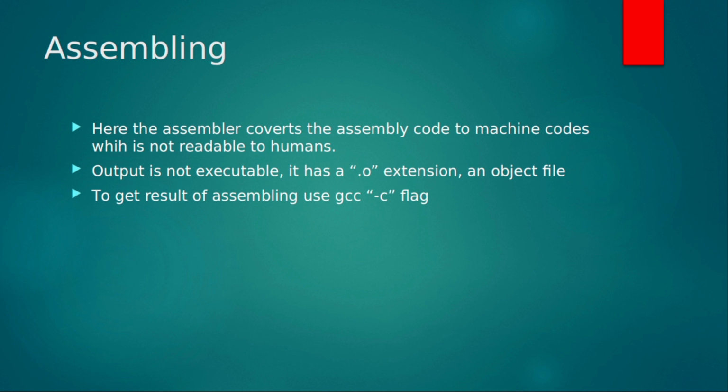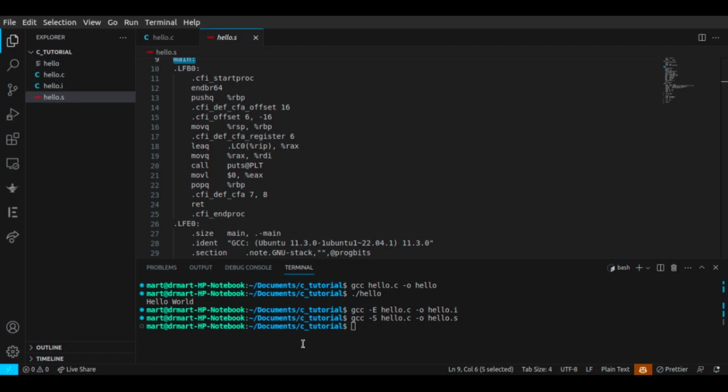But let's try to output this in our code. To get the result of assembly, we use the GCC -c flag. So the -c flag. Let's see that in our code.